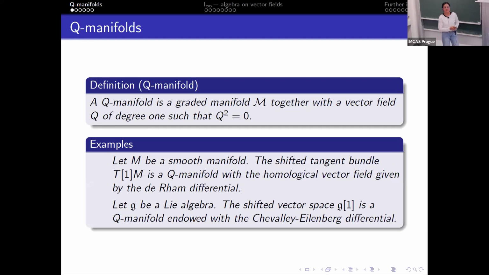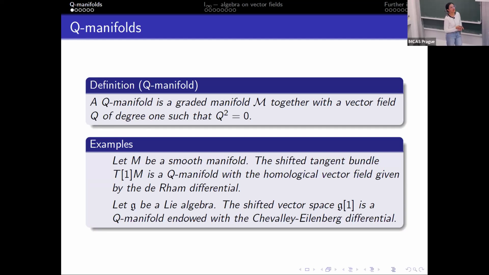In the second case, we have a similar situation in which we identify the smooth functions on the shifted vector space, g[1], with cochains. So in this case, the role of the Q field is played by the Chevalley-Eilenberg differential. So these are the main examples of Q-manifolds.